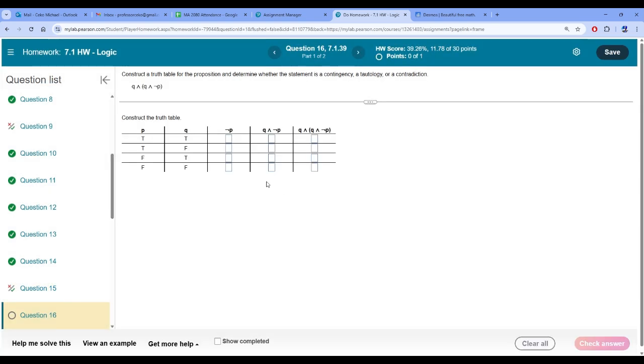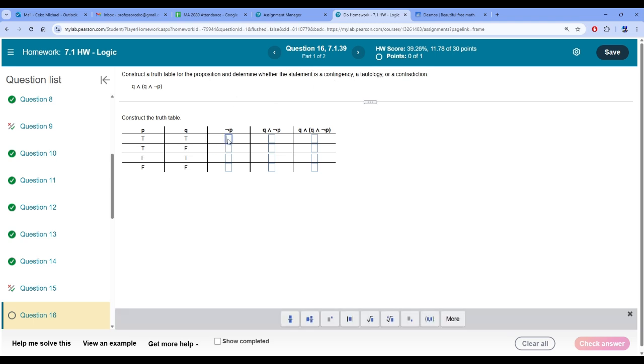All right, let's see. Construct a truth table for the proposition. Determine whether the statement is a contingency. So not P is false, false, true. Q and not P. So let's see. Q. All right, now Q and P. Q and P match. False, false is true. True, true is false, and false, false is false.